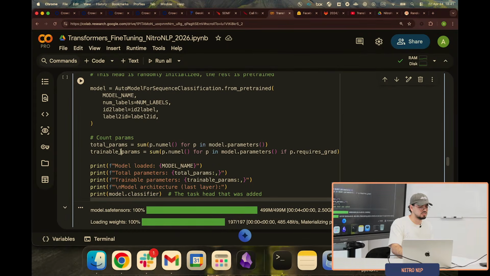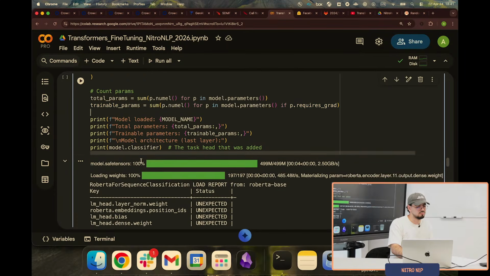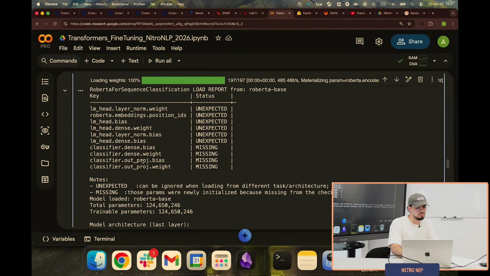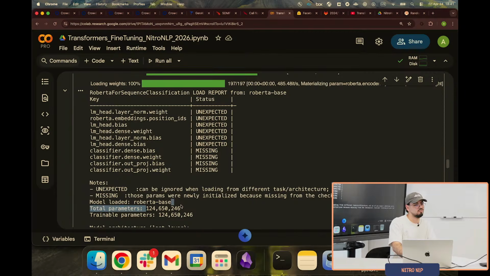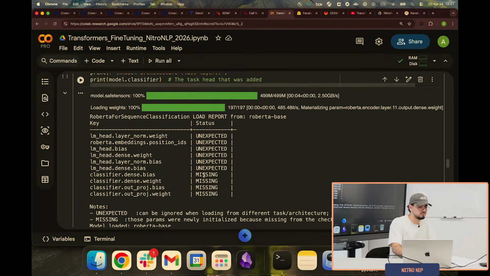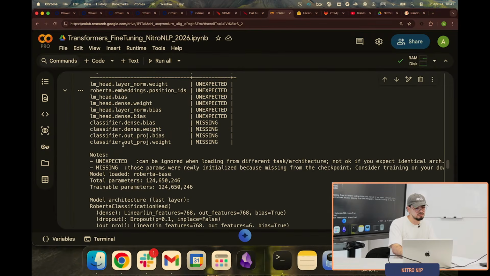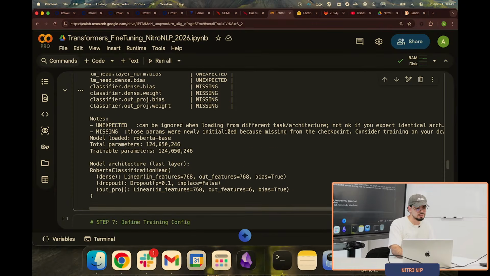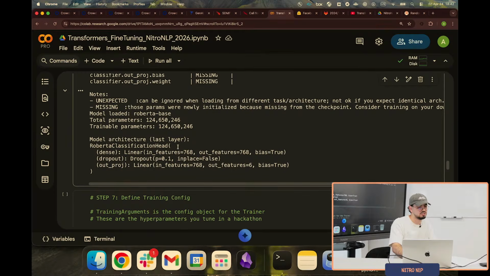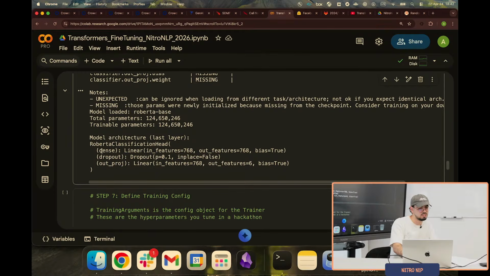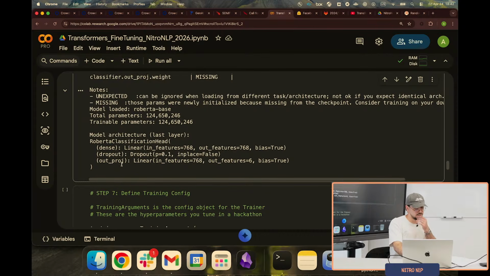You don't necessarily need to count the parameters. I put that only to see how many there would be. You can see that Roberta, our transformer, has 124 million parameters. That's about it. You can ignore the unexpected and missing keys warnings, because when loading for a different task or architecture, you would get some warnings like that, but you can ignore them. Okay, and you can see the architecture that I talked about in the previous cell. We have a dense layer, a dropout, and an out linear layer.